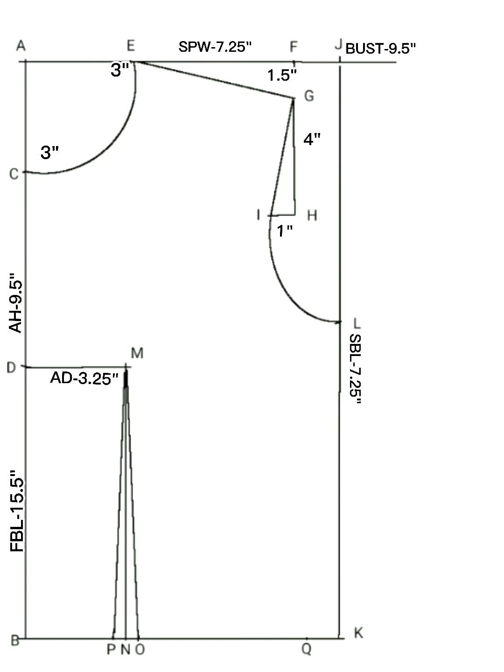Point Q is 1/4 measurement of your waist circumference, which is 28. 28 divided by 4 is equal to 7, then add 1 inch for dart. Connect point L to point Q. This is the front bodice with given measurements.